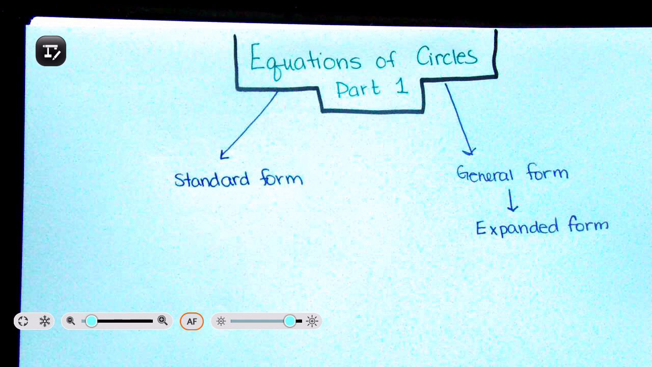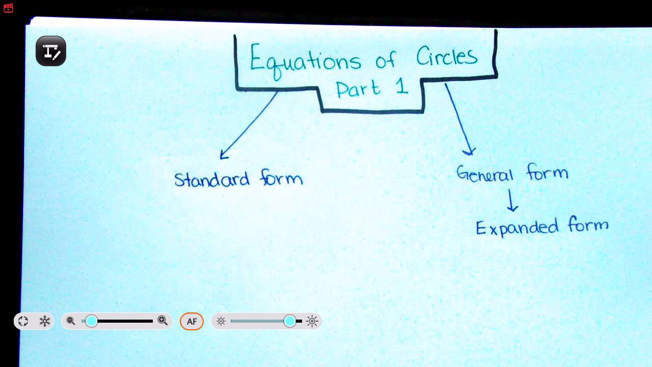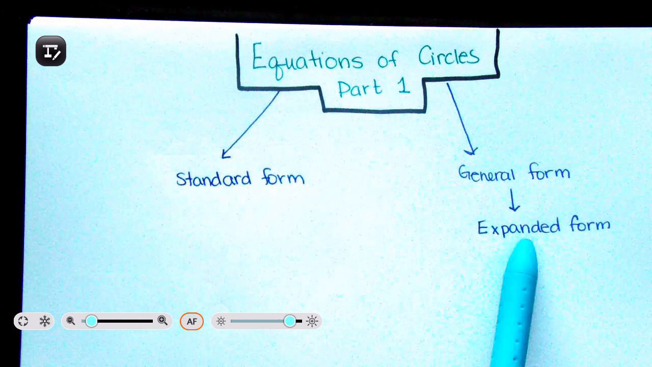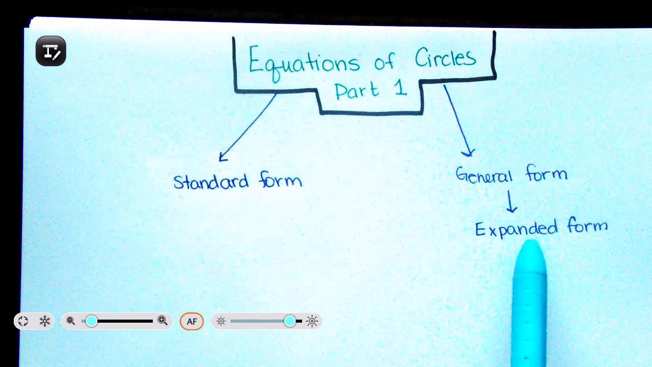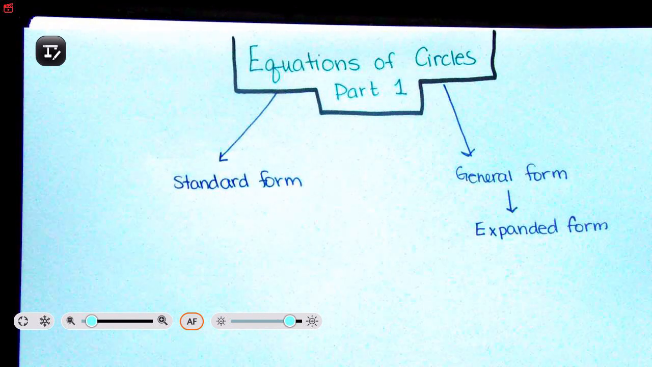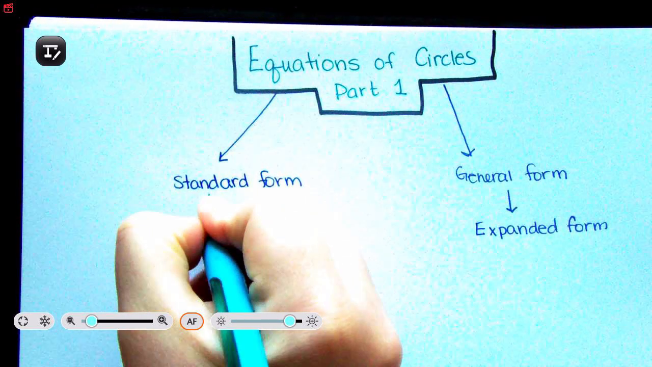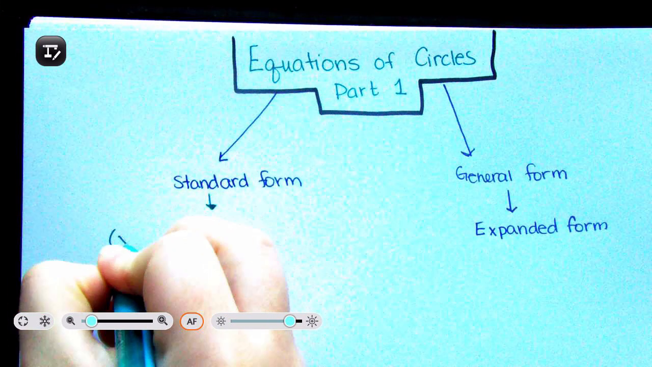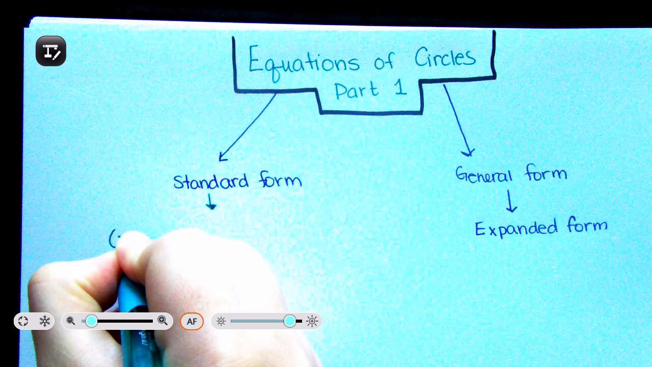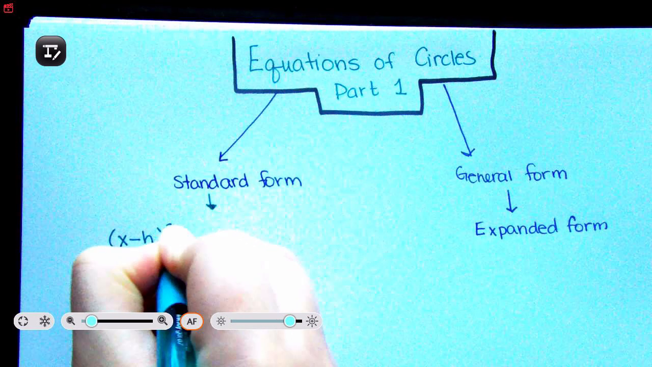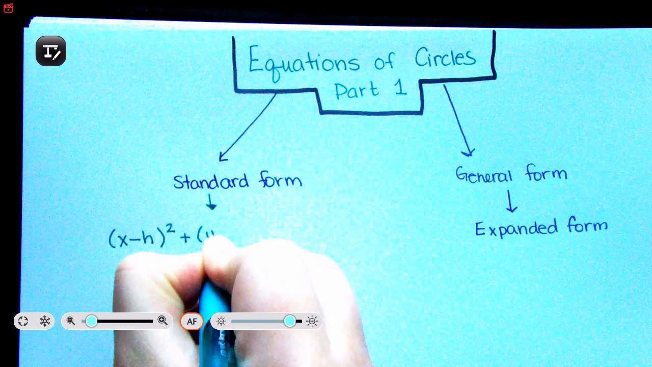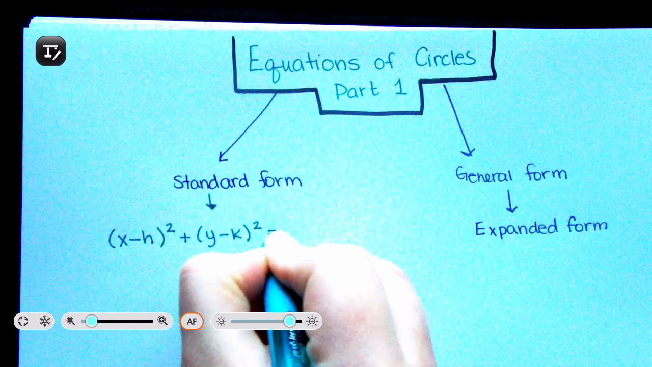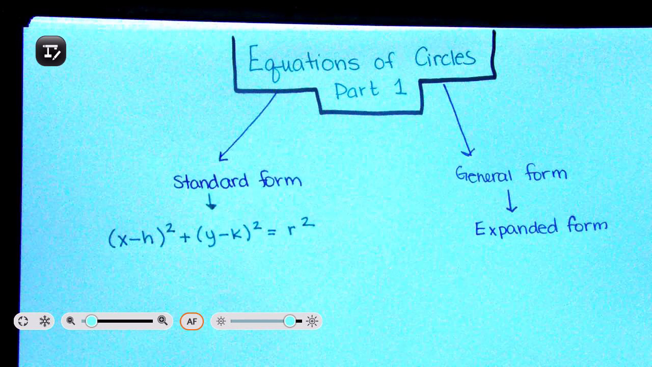Standard form is what we're going to be using 90% of the time. The other 10% is we're going to be converting from standard to expanded and from expanded to standard. Also know that expanded is your general form. But for your standard form, this is where you got to start memorizing things. Standard form is (x minus h) squared plus (y minus k) squared is equal to r squared.